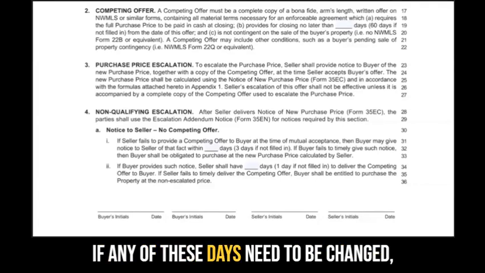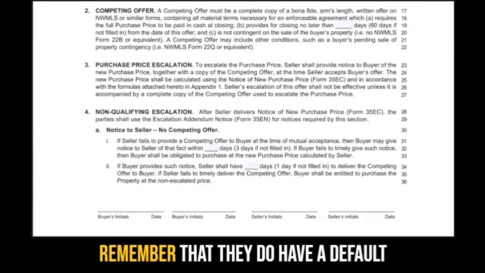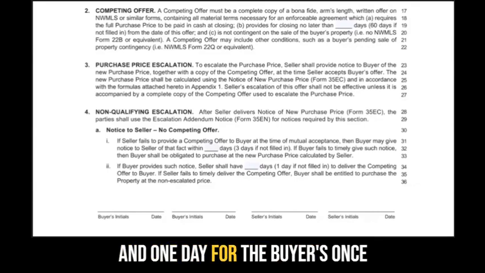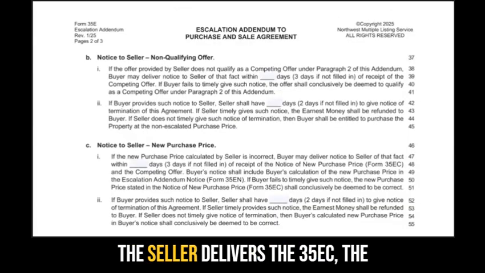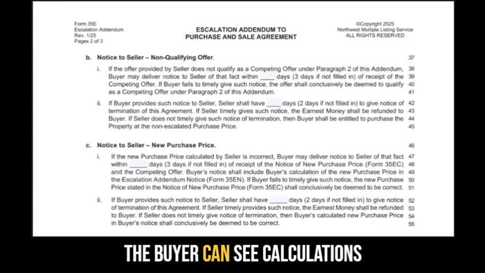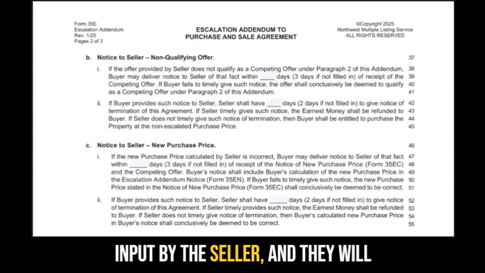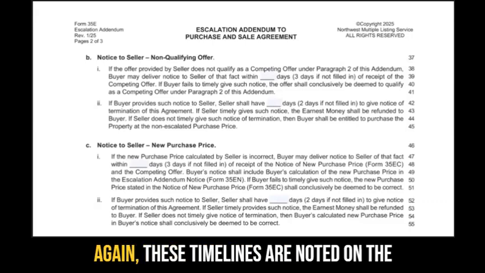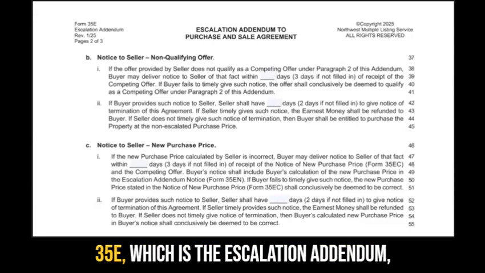If any of these days need to be changed, remember that they do have a default of 3 days to deliver the offer and 1 day for the buyer's response. Once the seller delivers the 35 EC, the buyer may check the calculations. When looking at the worksheet, the buyer can see calculations input by the seller, and they will have the opportunity to speak up if they're not in agreement. Again, these timelines are noted on the 35E, which is the Escalation Addendum.